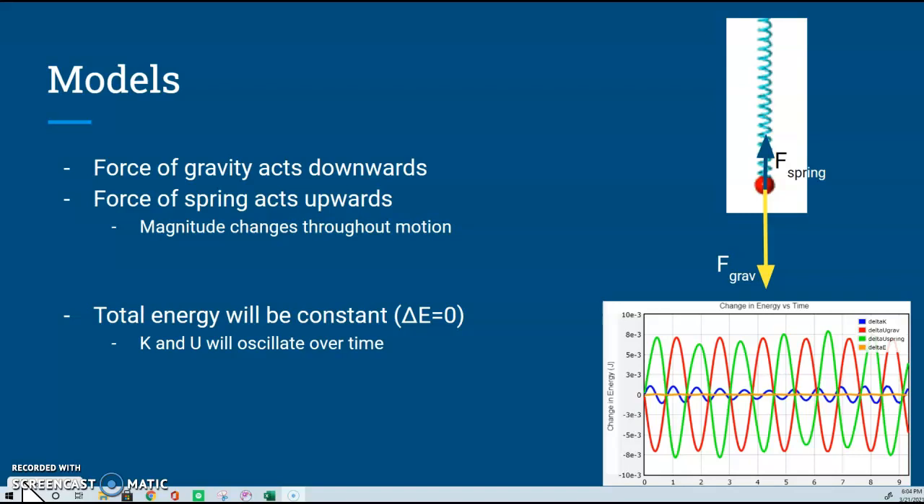In addition, the total energy will stay constant as the surroundings have no interaction with the system. This means that delta E is zero. However, kinetic energy and potential energies will vary over time, as shown in the graph here. Delta U gravity and delta U spring all vary over time as the kinetic energy also varies. However, delta E stays constant throughout the graph.